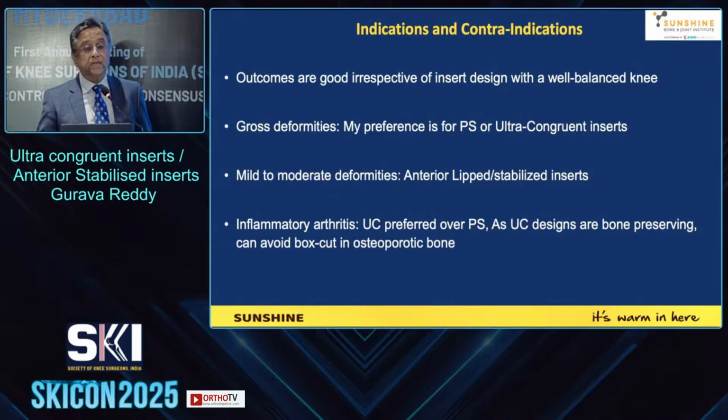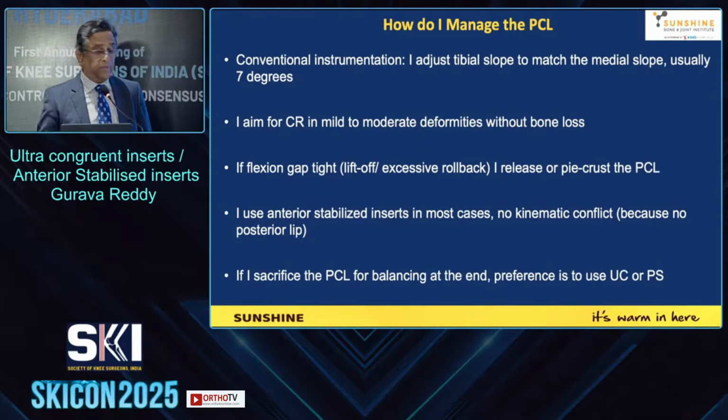So, indications and contraindications. Outcomes are good irrespective of insert design with a well-balanced knee. In gross deformity, my preference is for PS or ultra-congruent. In mild to moderate deformities, anterior lip stabilized inserts are okay. In inflammatory arthritis, ultra-congruent is preferred over PS. The advantages are already enumerated there.